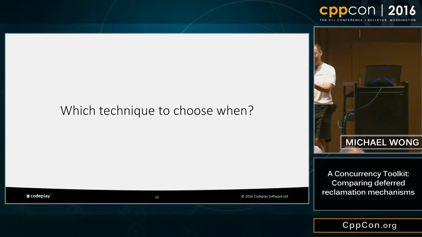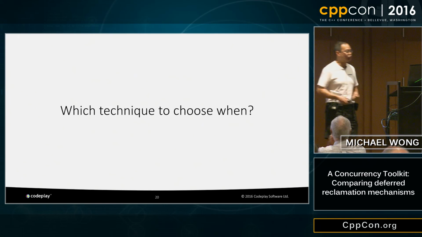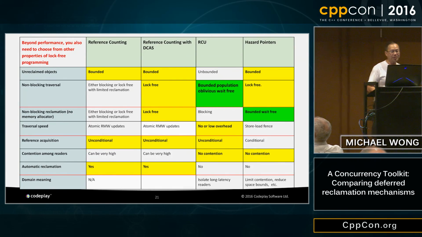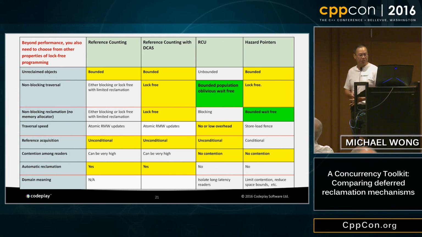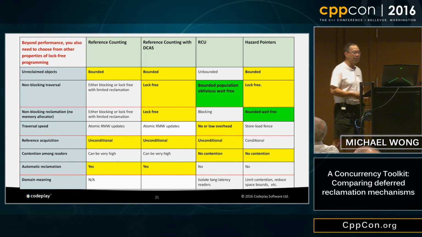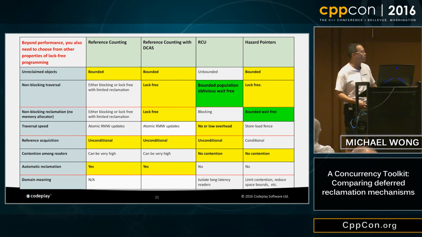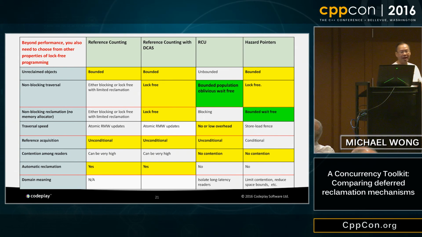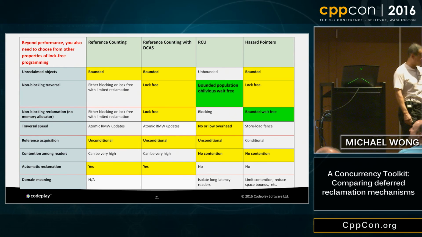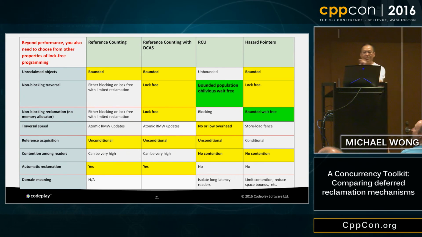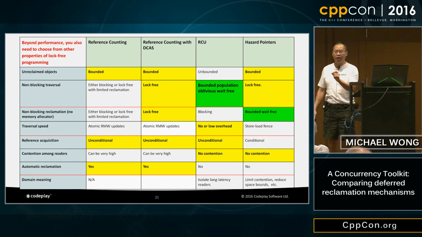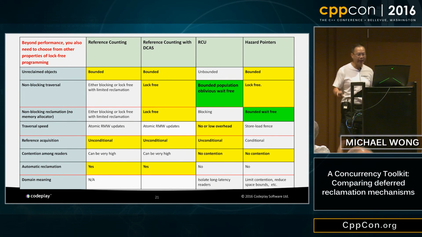What I'm here to do, and what these guys are here to do, is show you which technique to choose when. This is a table that we worked on for over 2 years, talking to many people. Beyond performance, you also need to choose from other properties of lock-free programming. Across the top, you have reference counting, which is essentially what shared pointer does. You have reference counting with double compare and swap, which is essentially what atomic shared pointer does. Then we have RCU, read-copy update, that Paul McKenney is going to talk about, and hazard pointers that Michael is going to talk about.